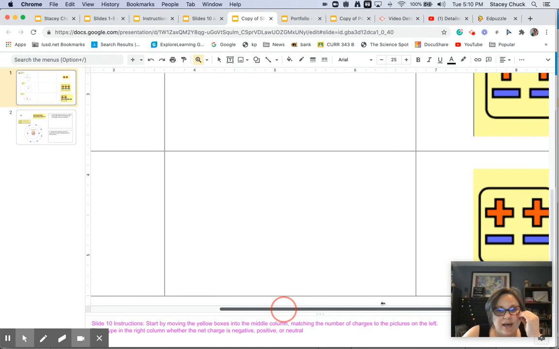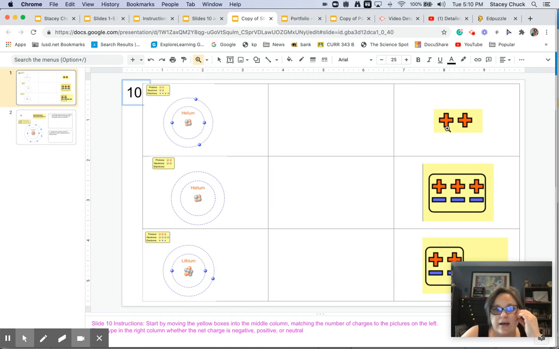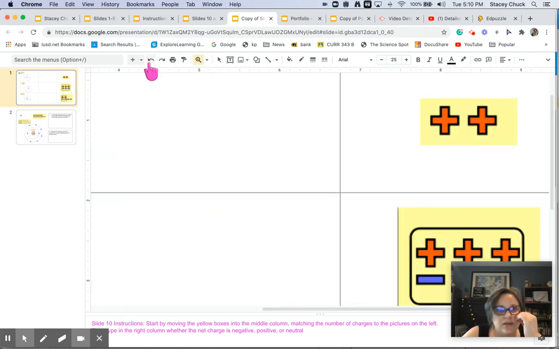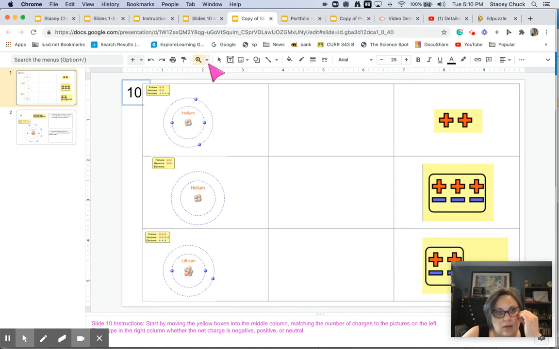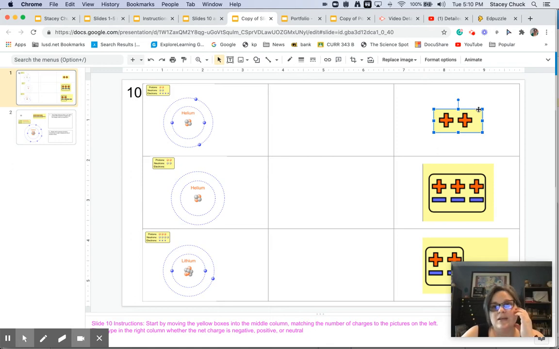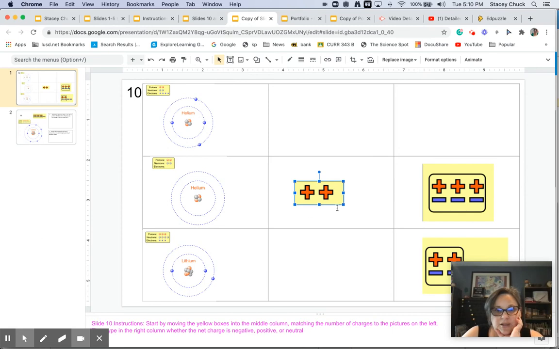So I'm going to match to the picture. Okay, so here, this one is 2 pluses and no negatives. So which one had 2 protons but no electrons? That would be this one. So I'm going to undo that. Okay, here we go. Okay, so now that I've selected the image, I'm going to drag it to the matching objects. And here we have a matching.